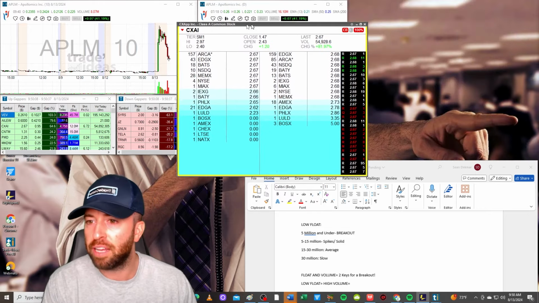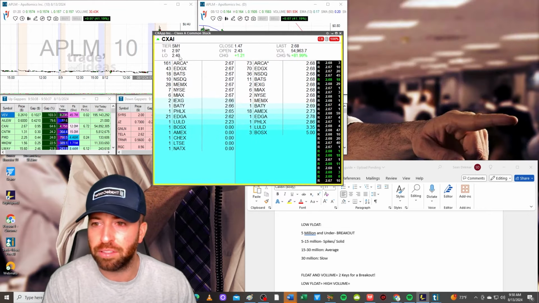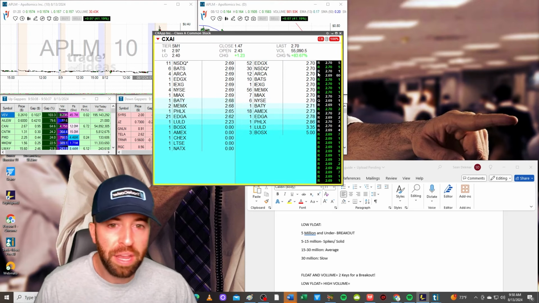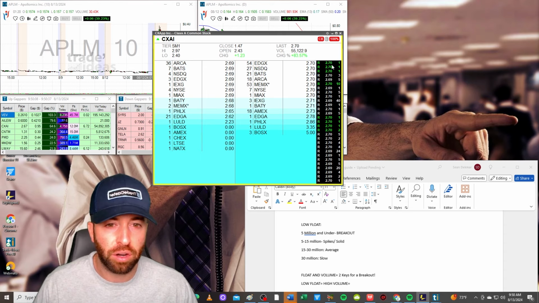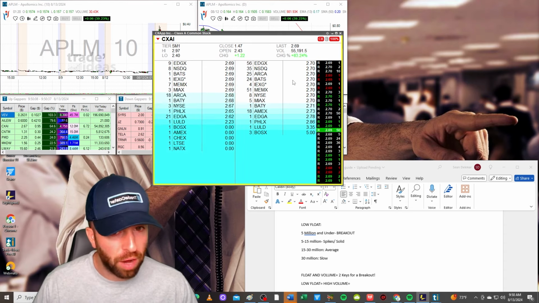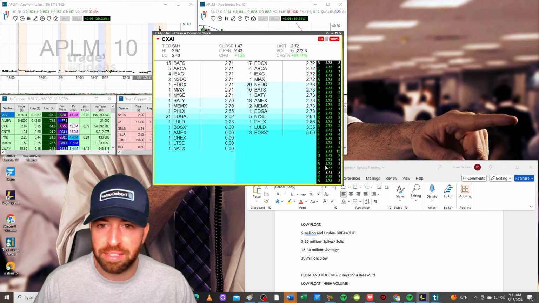So when I get involved on a play, I want to be looking right at the level 2 and I want to see that there's orders. Let's just take a moment here. We take a look at the level 2. I see that there's transactions. I see that there are orders. I see that the bids are moving, the ask are moving, the price is moving. I see that the time and sales is moving.